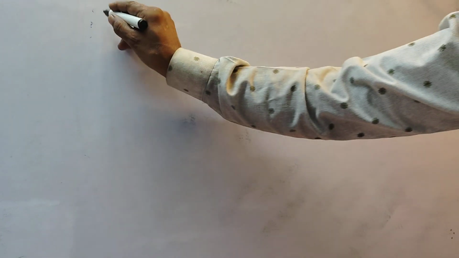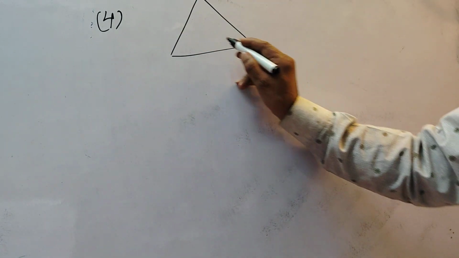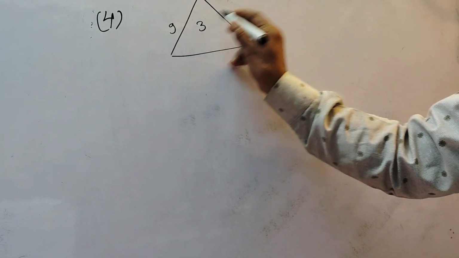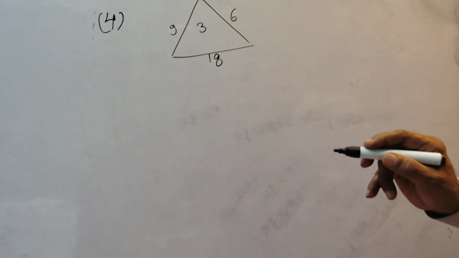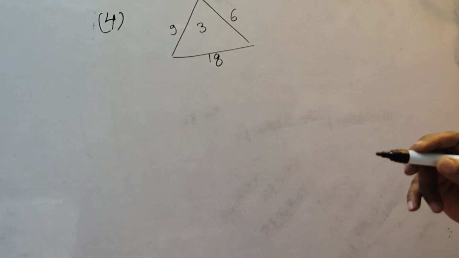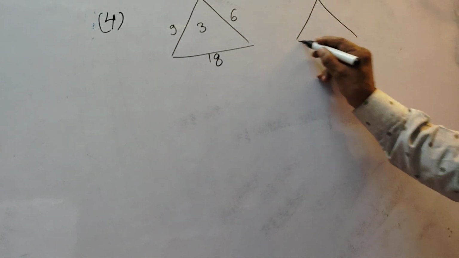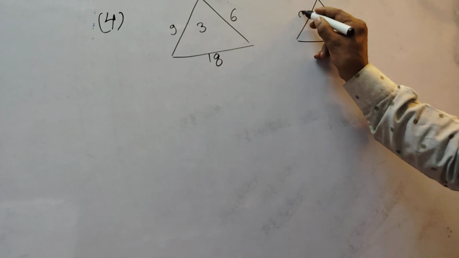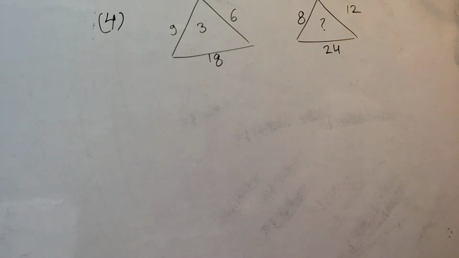Next one is the fourth one. Question fourth is find the missing number if the same rule is followed for the figure. So there is a triangle and there are some numbers given. Numbers are 9, 3, 6 and 18. Find the missing number if same rule is followed in both figures. Second figure is also there, and in the middle there is a question mark, 8, 12, 24. What will come in the question mark?